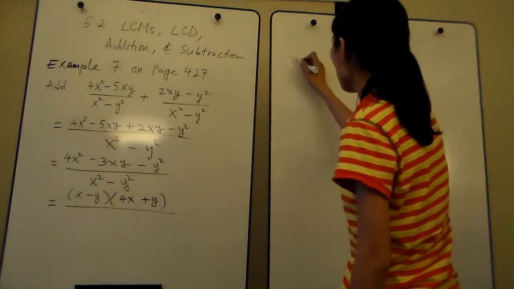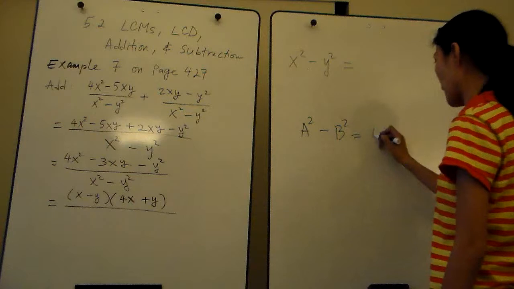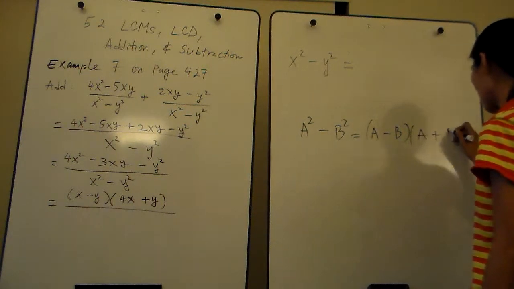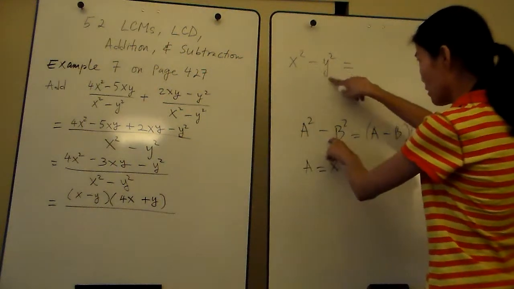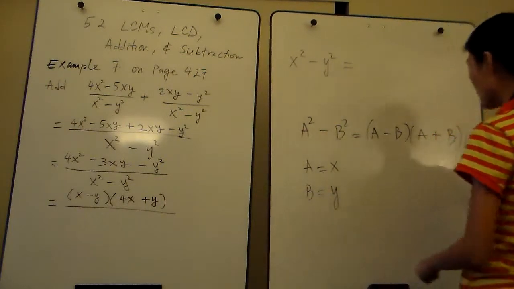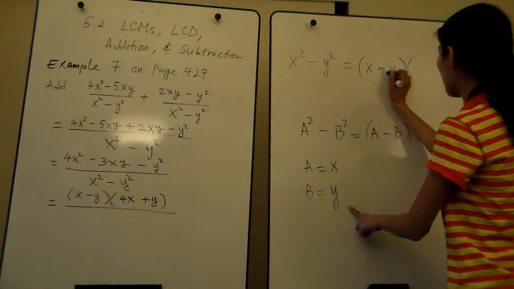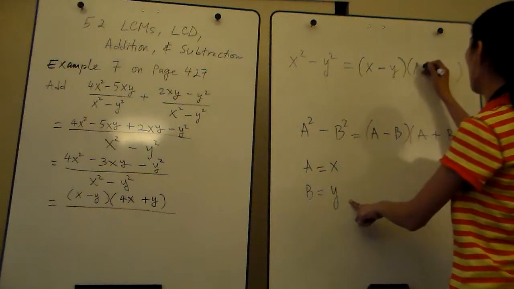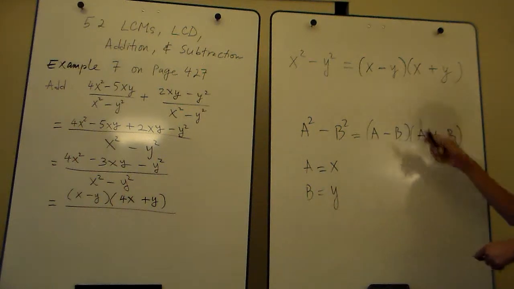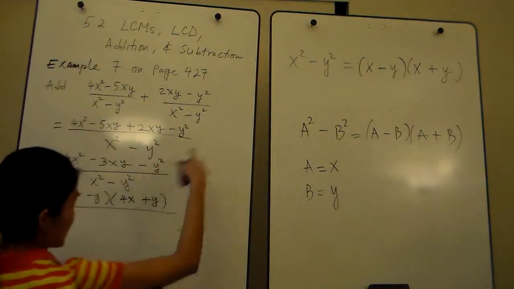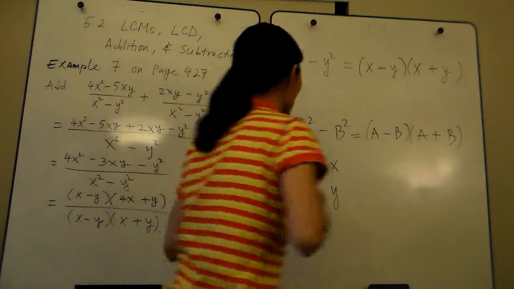For this denominator, we have x squared minus y squared. Again, you can use the formula a squared minus b squared is equal to a minus b times a plus b. For this, a is x and b is y. So using this formula, we have a minus b, meaning x minus y, times a plus b, meaning x plus y. So I just factored the denominator, which is x minus y times x plus y. So let me rewrite this denominator in terms of the two factors, x minus y times x plus y.